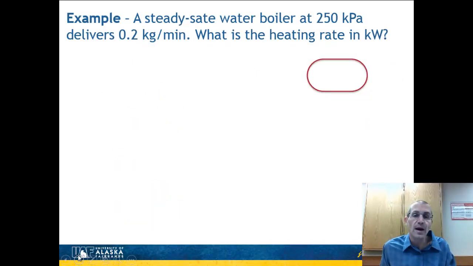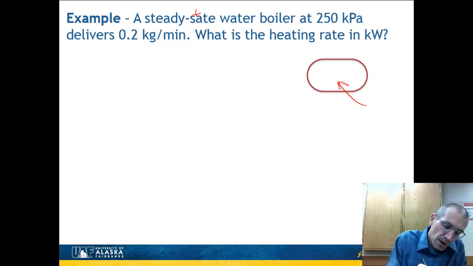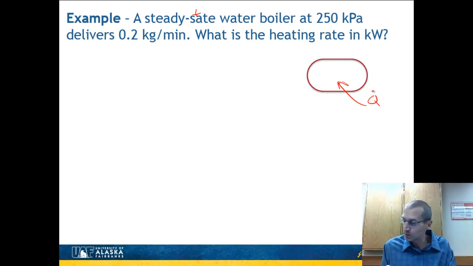All right, so let's go ahead and do an example problem here. And I have a steady state water boiler. Let me spell that. There's a T there. A steady state water boiler. And it's operating at 250 kilopascals, and it's delivering steam at 0.2 kilograms per minute. And we want to know what the heating rate is in kilowatts. So here's my system. I have a Q going in. That's what I'm trying to find. This is a rate term in terms of kilowatts.